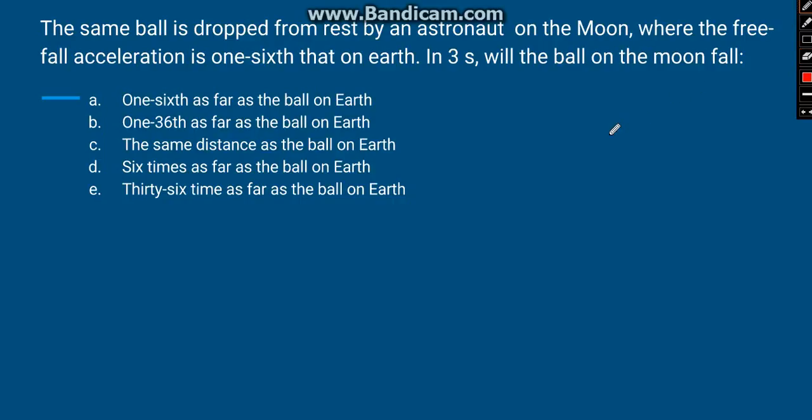So, if we think back to what our equation is: delta x equals the initial velocity multiplied by time plus 1/2 acceleration multiplied by time squared. The question says the free fall acceleration is 1/6 that on Earth. So the only thing being altered in this equation is acceleration. If we change this, what happens? I want you to pause it right here and guess what your answer choice is.